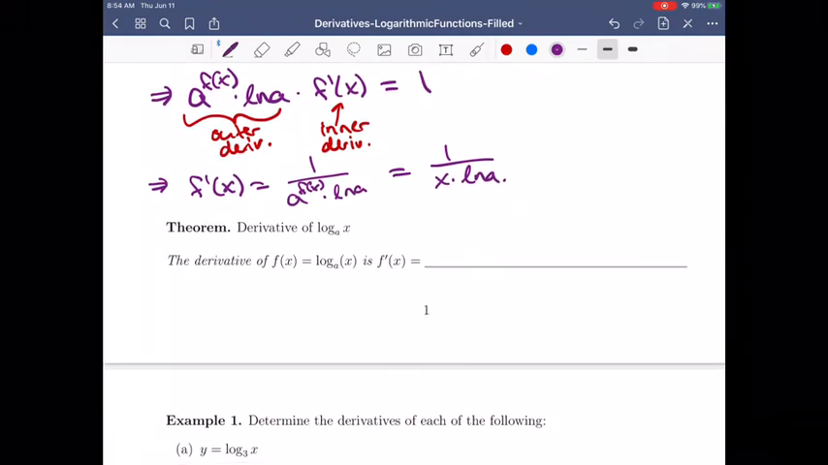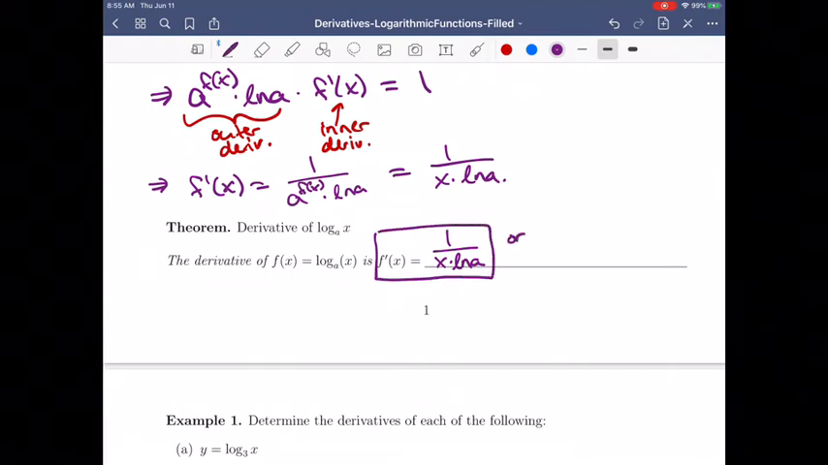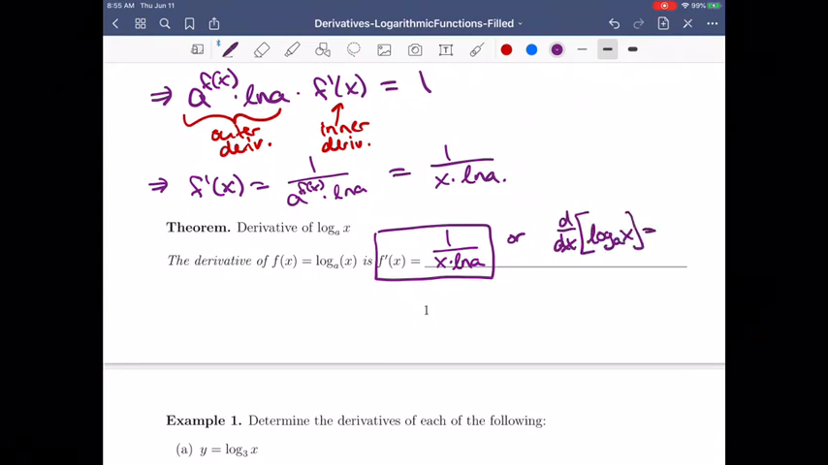So the derivative of log a of x is 1 over x times ln a. Or all at once, d by dx of log base a of x is 1 over x times ln a.